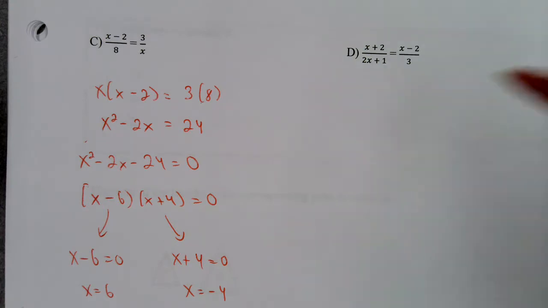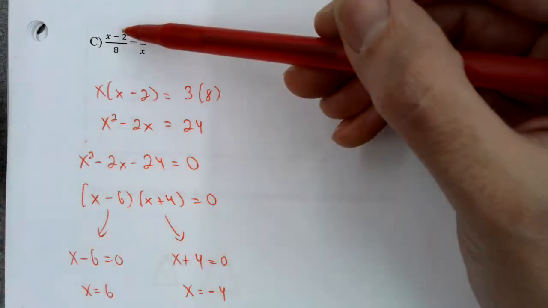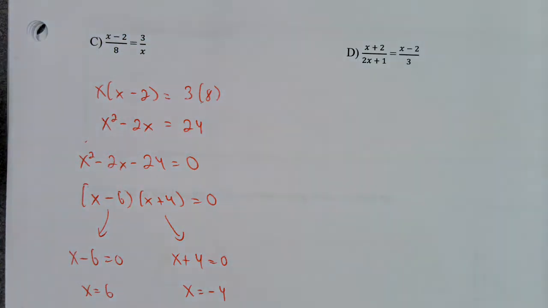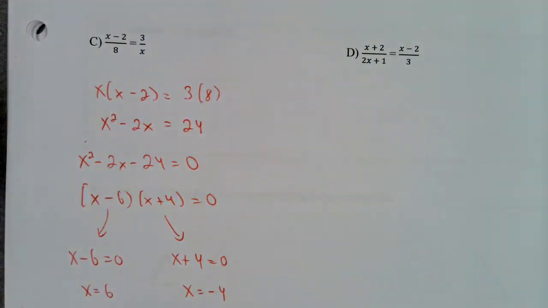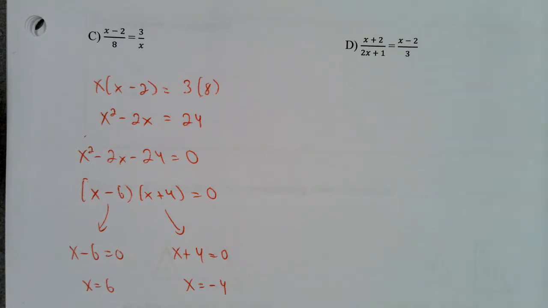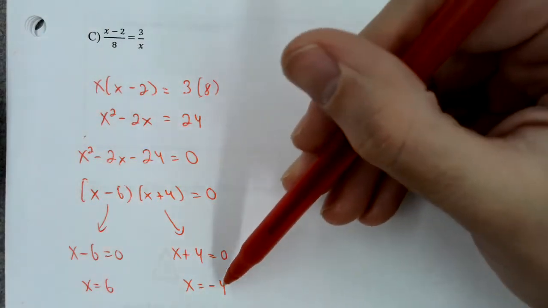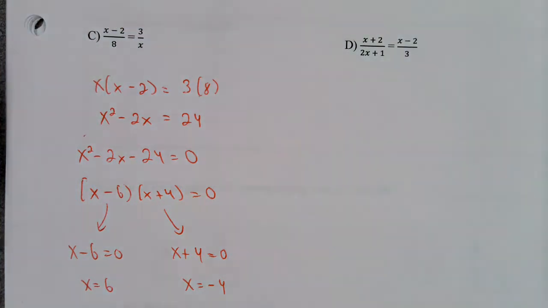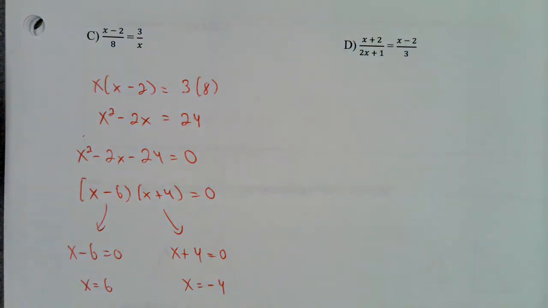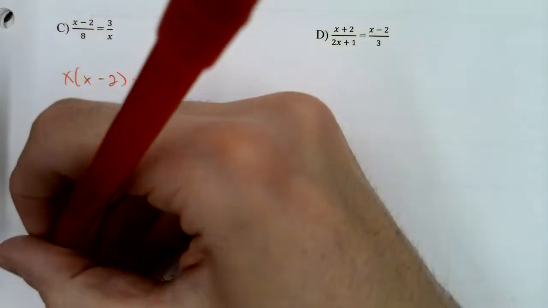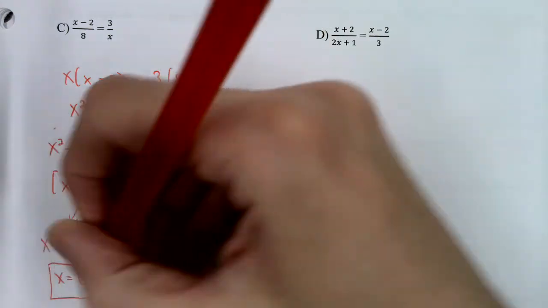Okay? But if you do want to check over your answer, if you do 6 minus 2 divided by 8, that gives you 4 divided by 8, which is a half. 3 over x, 3 over 6 also equals a half, so that one works. When you replace this x with negative 4, negative 4 minus 2 is negative 6 over 8, which is negative 3/4. And the right also equals negative 3/4 when you replace the x with negative 4. Okay, so these answers both work, and they don't make any denominators equal 0.